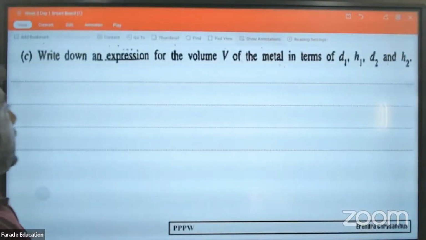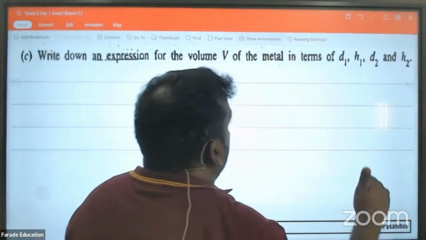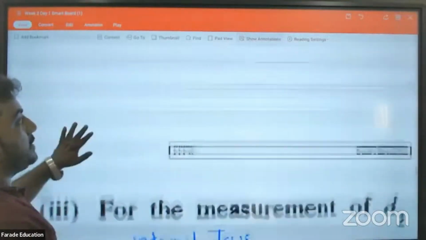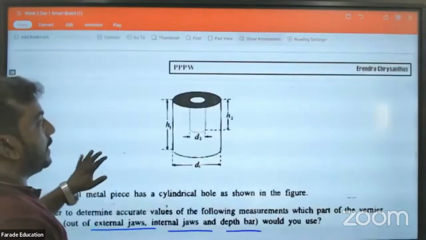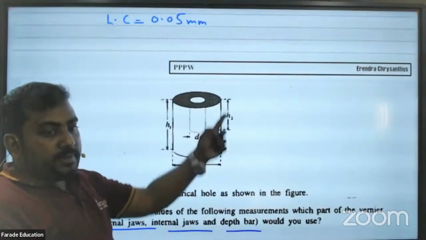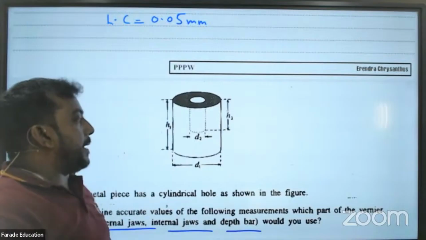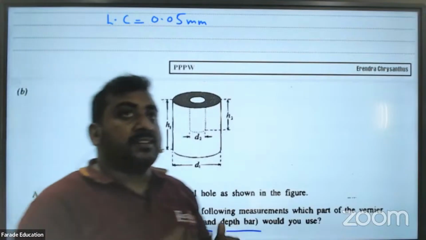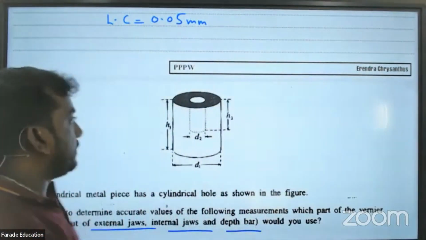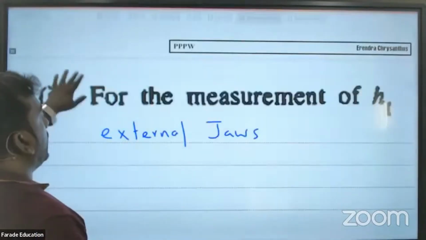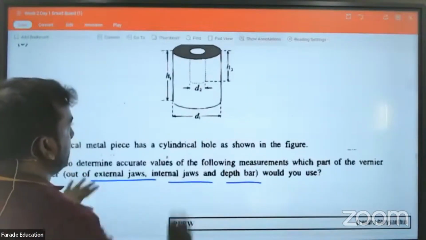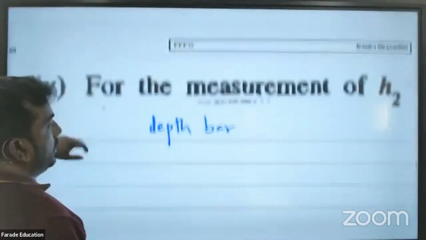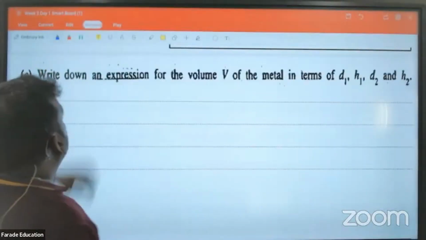Okay now, what are they asking you? Write down an expression for the volume of the metal in terms of D1, H1, D2, H2. So volume of the metal, what do you mean by this? From a big cylinder, a small cylindrical part has been removed. So the remaining will be the volume of the metal. Right. So D1, H1, D2, H2, right? If you write it, here you go.